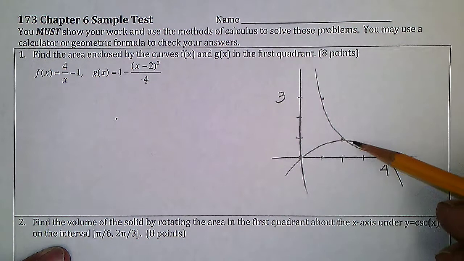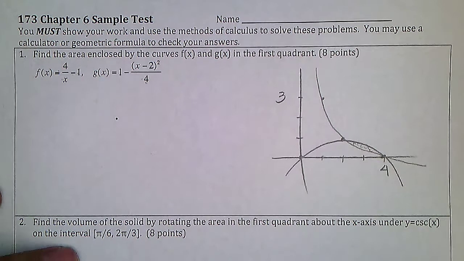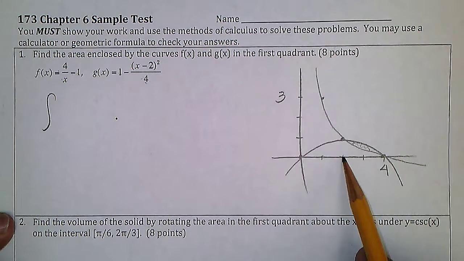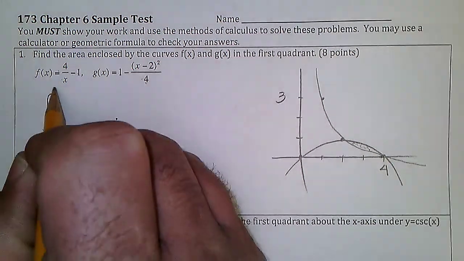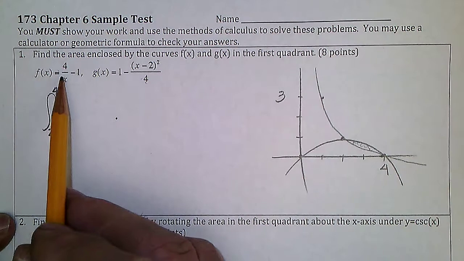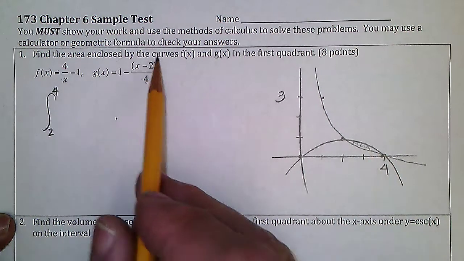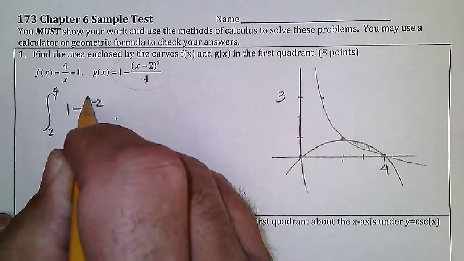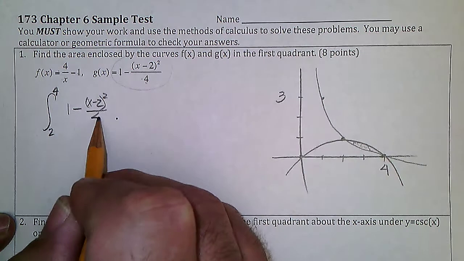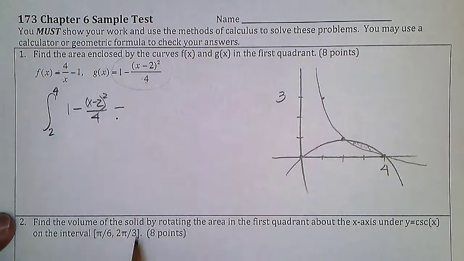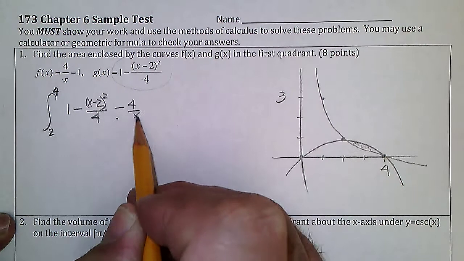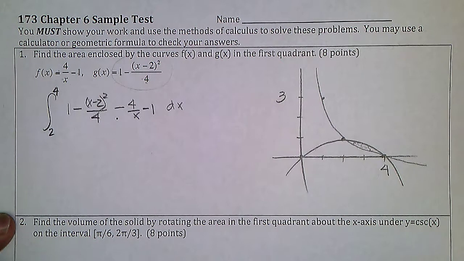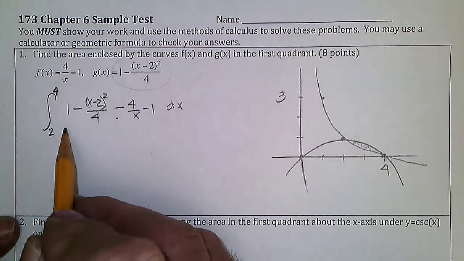So the area between the curves is in here, in the first quadrant. So it's going to be the integral from 2 to 4 of the higher curve, which is this one, minus the lower one. Okay? So we're going to work this integral out.